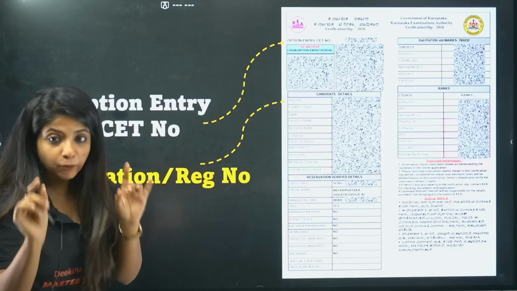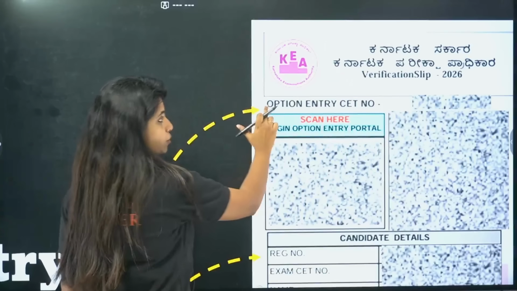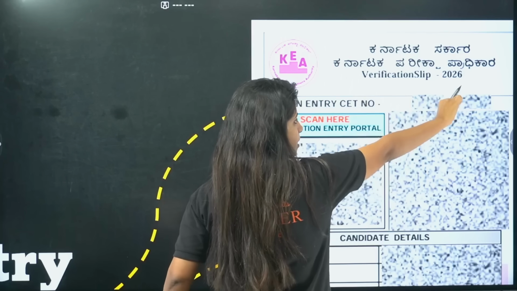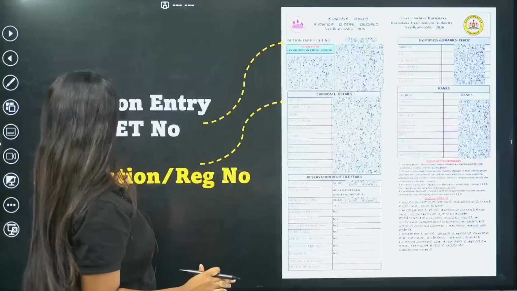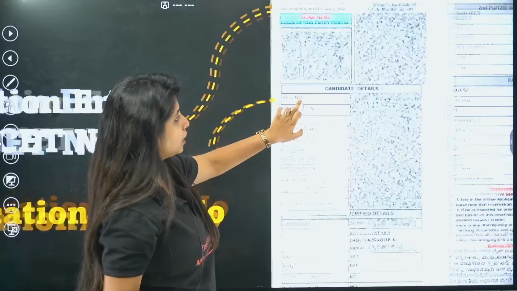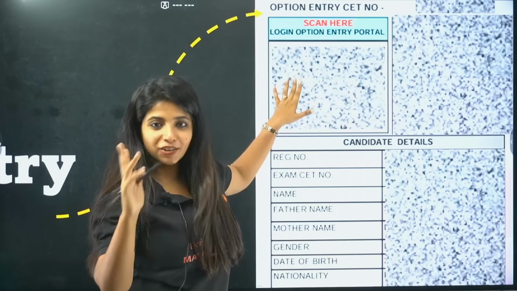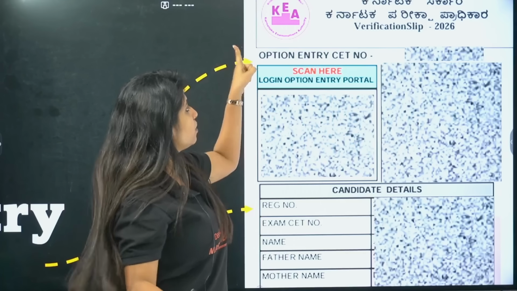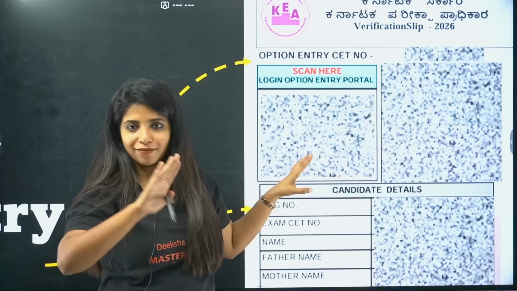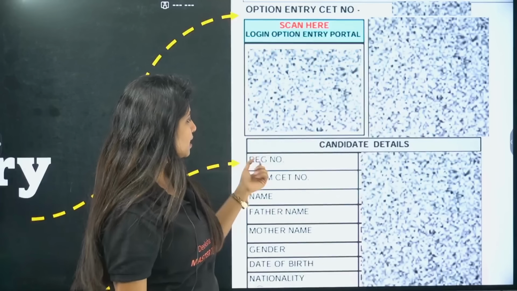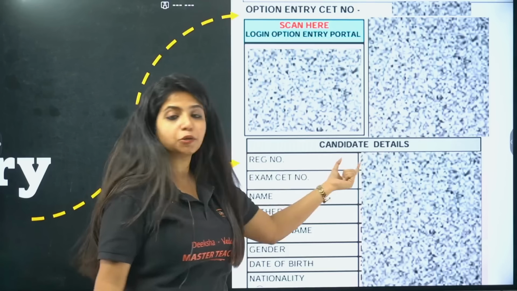Now I'm going to talk about certain details over here. If you're going through the CET number, the option entry CET number will be at the top of the verification slip. Please note that. Now, there is one more thing, the application registration number, it will be right over here. And the QR code, if you're looking for that, it will be right over here. So, three things in the verification slip which are super important. One is the option entry CET number, it will be here. One is the QR code, it is going to be here. I have just covered it over here because it's of someone else. And the registration number or application number is the same thing itself, and it will be right over here.